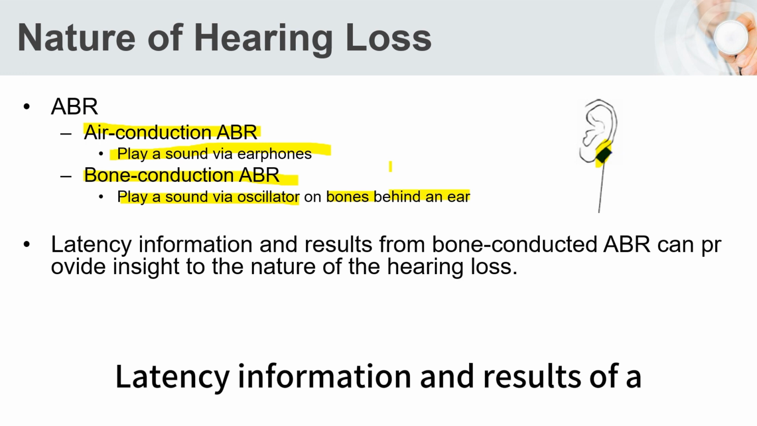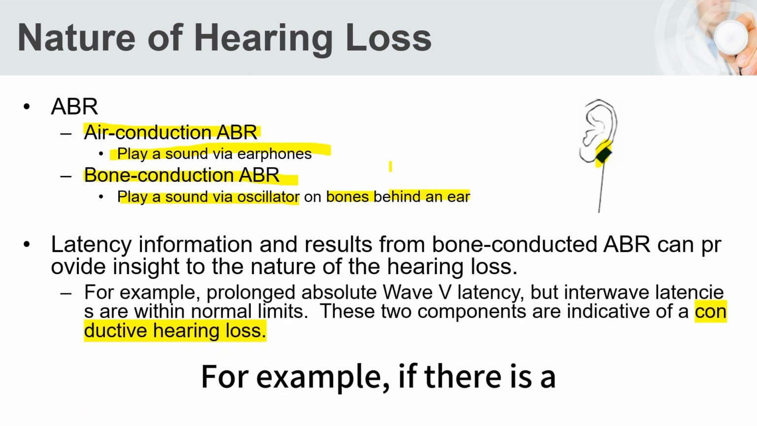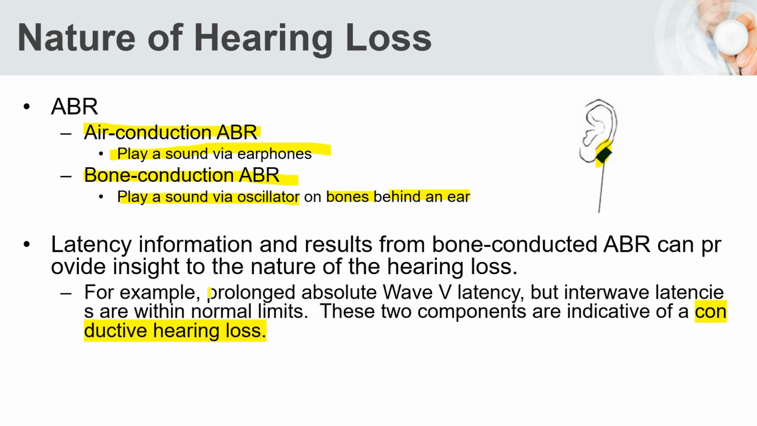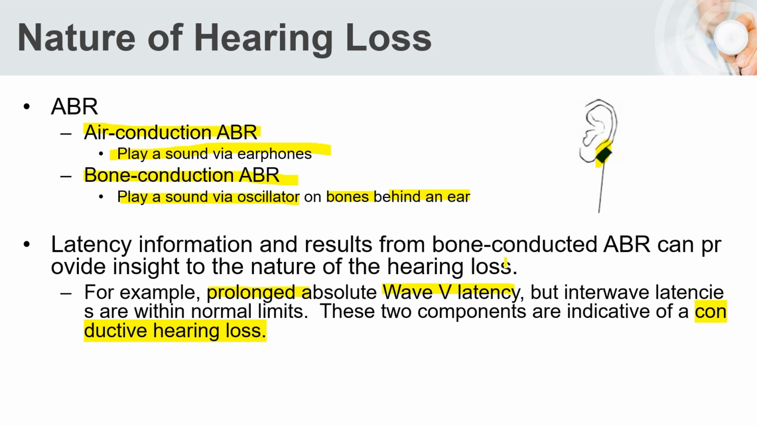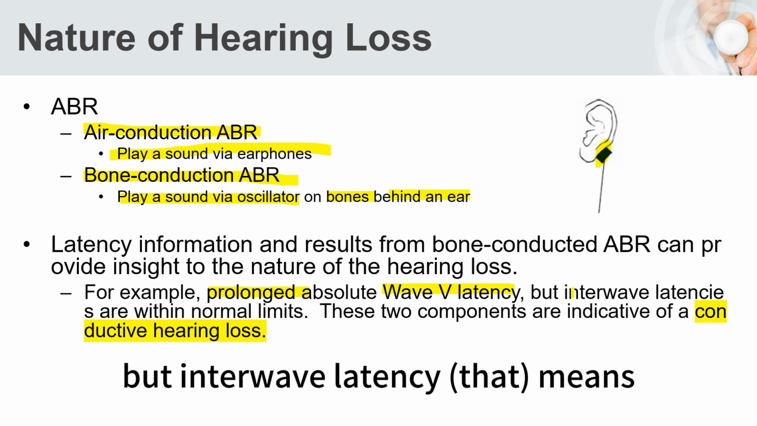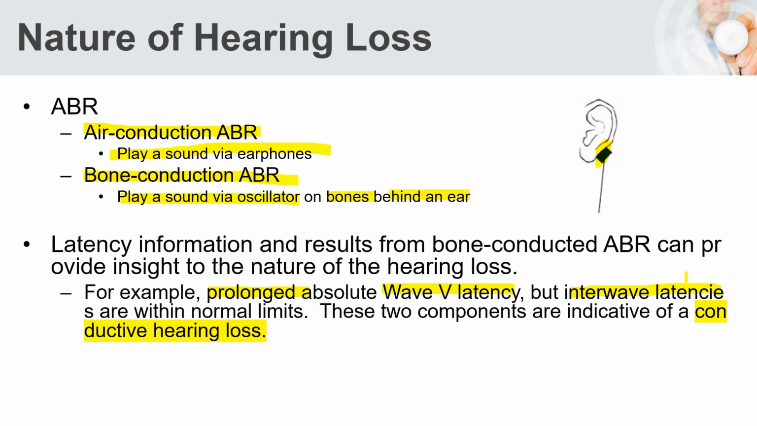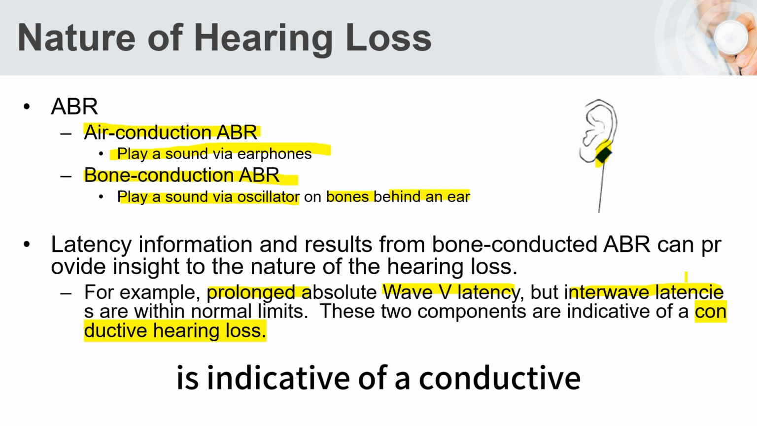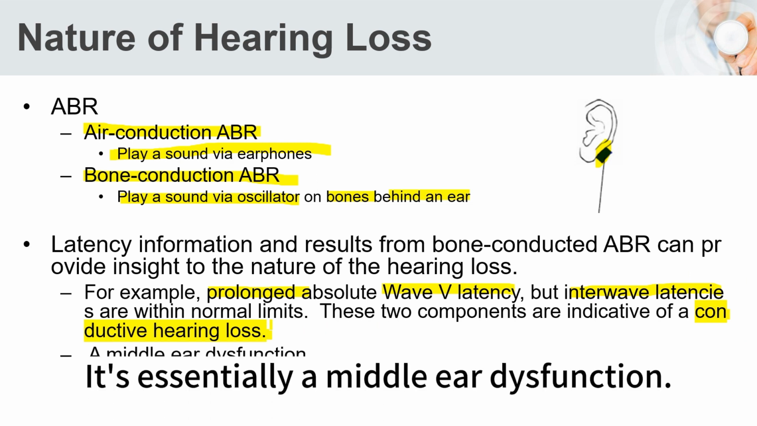Latency information and the results for bone conduction ABR can provide insight into the nature of hearing loss. For example, if there is a prolonged wave 5 latency, which means a longer wave 5 latency, but the inter-wave latency, meaning the time between wave 3 and wave 5, is within normal limits, the two pieces of information together are indicative of a conductive hearing loss. What is a conductive hearing loss? It's essentially a middle ear dysfunction.